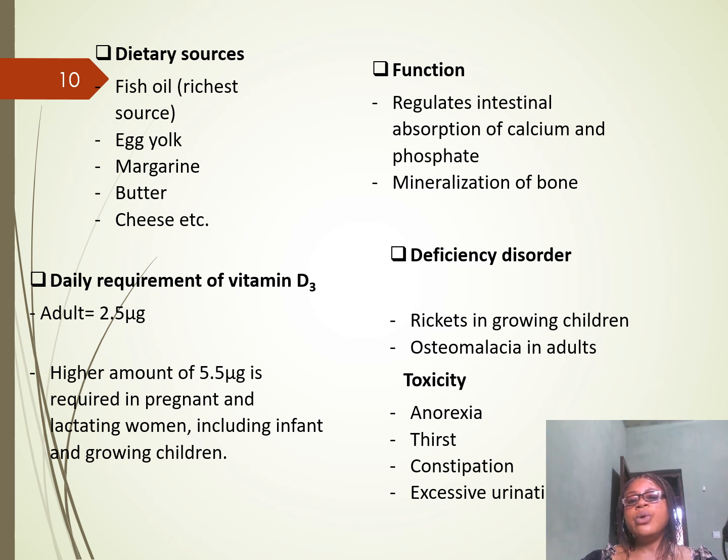The functions of vitamin D: it plays a role in regulating the intestinal absorption of calcium and phosphates. Yes, it plays an important role in that aspect, and also in the mineralization of bone, because vitamin D, we all know, is linked to bone formation and mineralization. Then deficiency disorder, that is when one is not meeting the required daily intake. It can lead to rickets in growing children and osteomalacia in adults. These disorders are related to poor formation of bone. Then toxicity again: excess intake of vitamin D will result in anorexia. That's an eating disorder that is characterized by extreme dieting. Thirst, that's frequently feeling thirsty. Constipation in some individuals, and excessive urination.